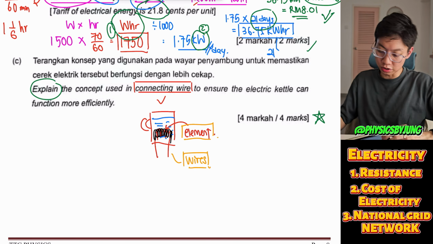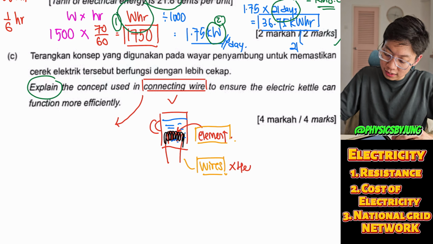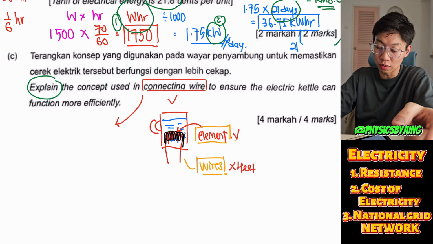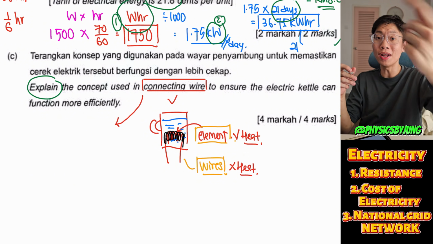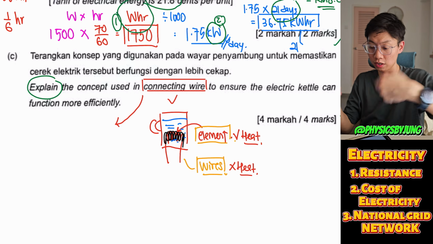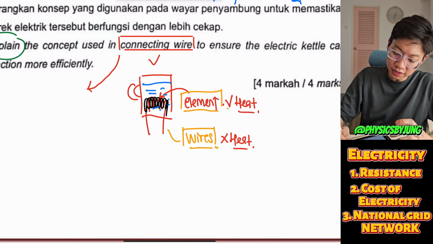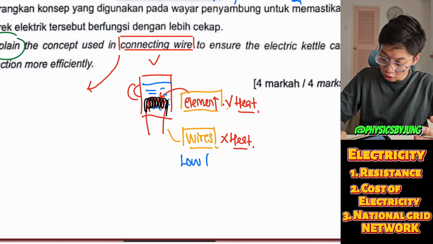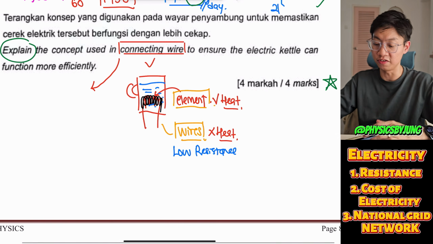Explain the concept used. For the connecting wire, you don't want heat because that is the outside. Inside, which is connected directly to the water, you want the heat. So you need to be able to distinguish when you want the heat and when you don't want the heat. Because wires don't want heat, obviously I want low resistance, common sense. So what kind of physics concept can we use to ensure that it can function more efficiently?